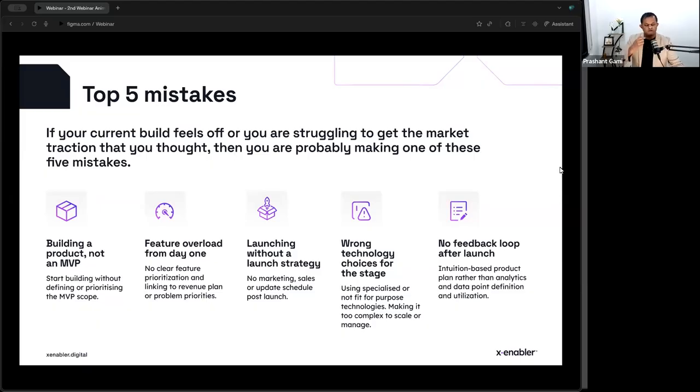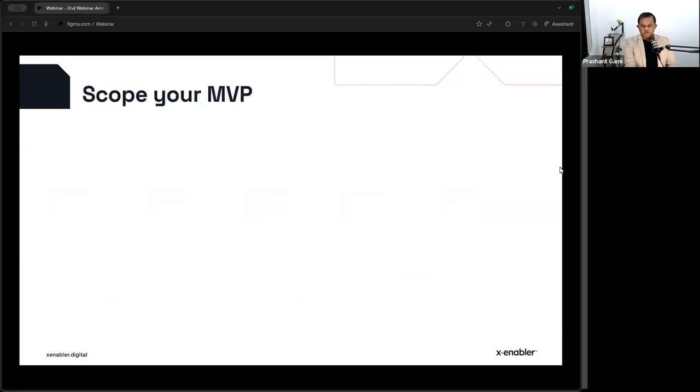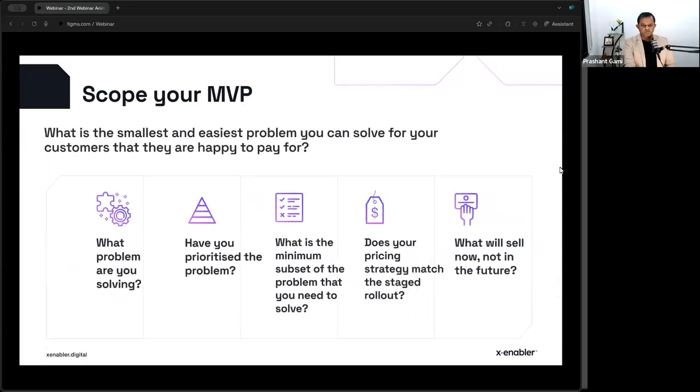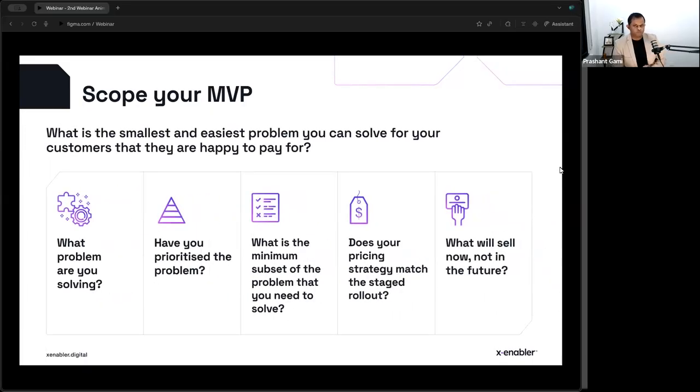If you do not have analytics, notifications, crash reporting, all these listening mechanisms, feedback mechanisms built into the app, you are not talking to the initial users, then you are running in a blind spot. And today we're going to talk about how to avoid all these mistakes. So, how to scope your MVP? Let's go through the first one.